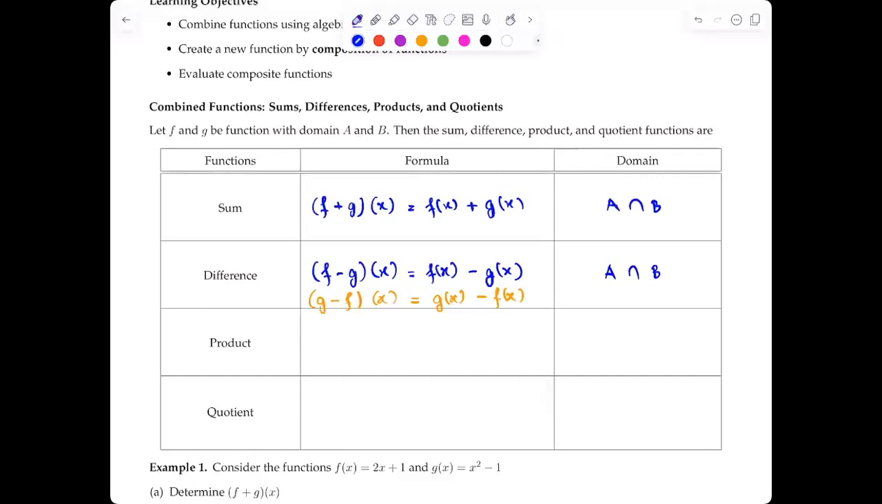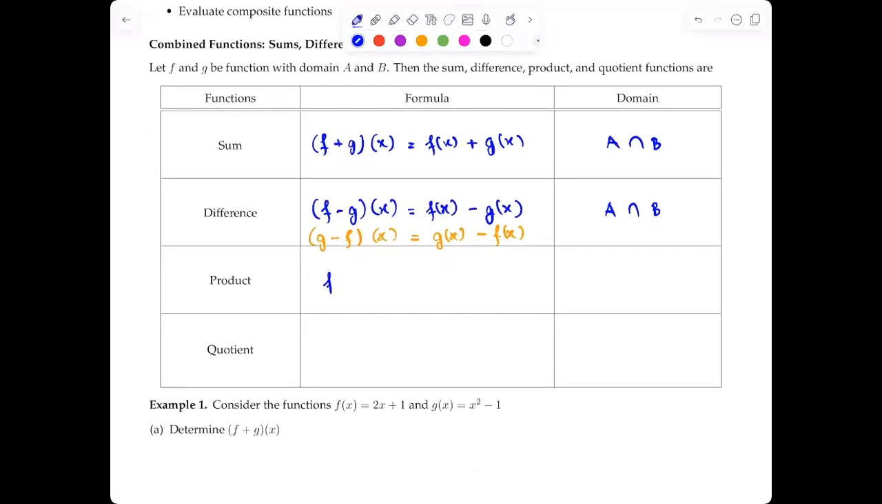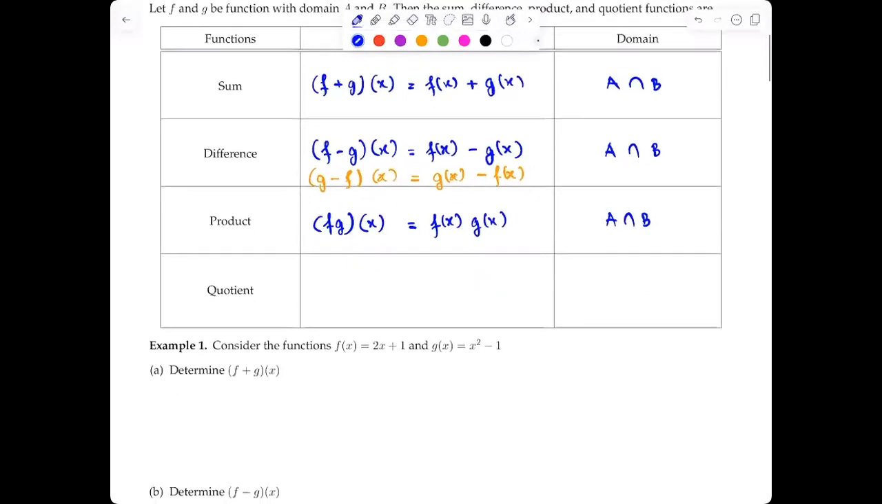Now for the product of two functions, you do f g of x is equal to f of x times g of x. The domain is still A intersect B. And for the quotient, the notation is f over g of x is equal to f of x over g of x.